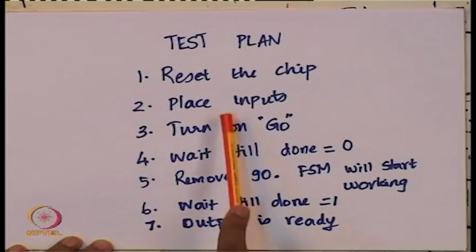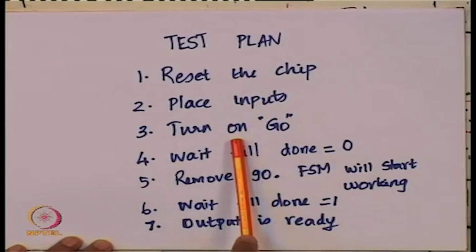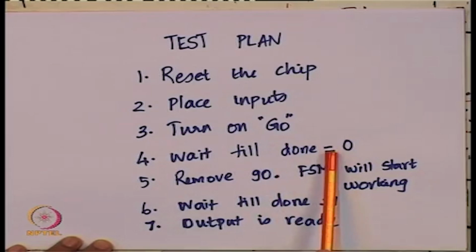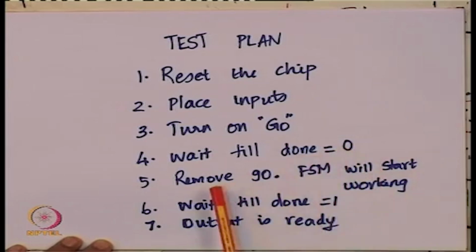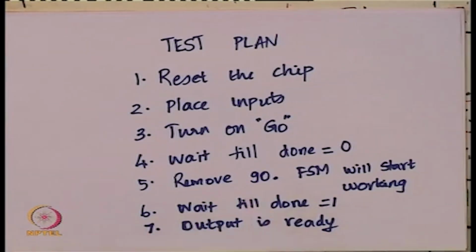So we are going to follow this protocol. We will reset the chip, place the inputs, turn on the go signal, and wait till the done signal becomes 0, because if it is not 0, it means that something is still happening in the chip. Once that is over, we then remove go, which means this is a pulse that is given to the state machine. The pulse comes and goes, the state machine starts working, and then we can do the rest of the stuff. This is what we are going to do in the test bench. I have already written this test bench now.